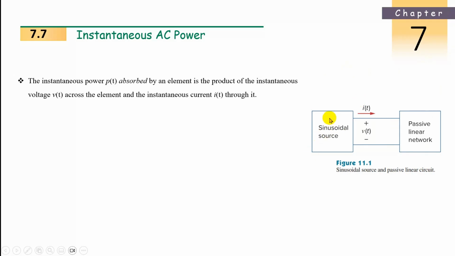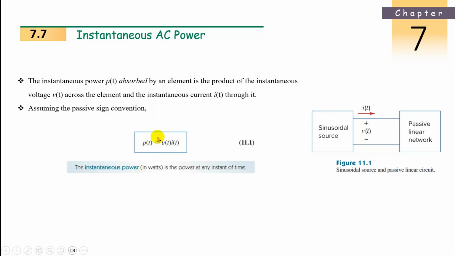The source is this one. Source means maybe voltage or current, like a generating station. Assuming the passive sign convention, the power moves from the source to the element or load. Now P of t is nothing but V of t multiplied by I of t. This is a multiplication, the instantaneous power in watts. Power always has units of watts. It is the power at any instant of time, how much is absorbed at any instant.